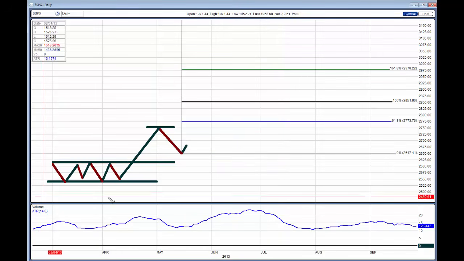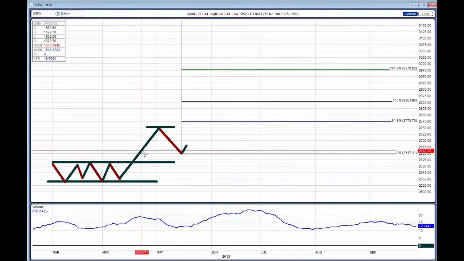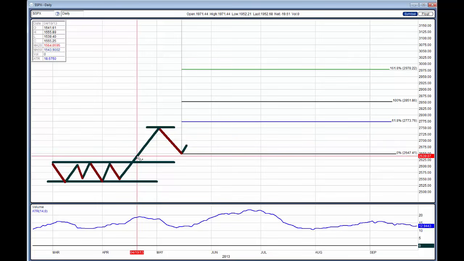And wave 3 is the longest of the wave counts. There's a lot of reasons for this, but think about it like this. Once the stock breaks out, it's not in the news a lot. You're not getting a lot of information. It's not getting upgraded. None of this.